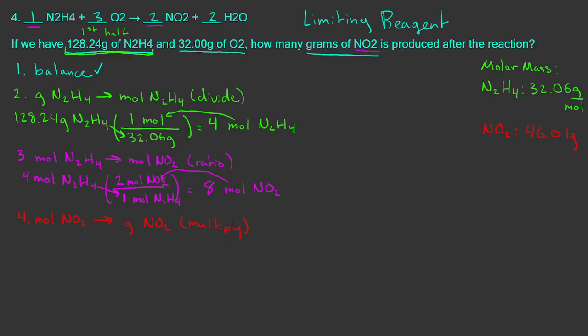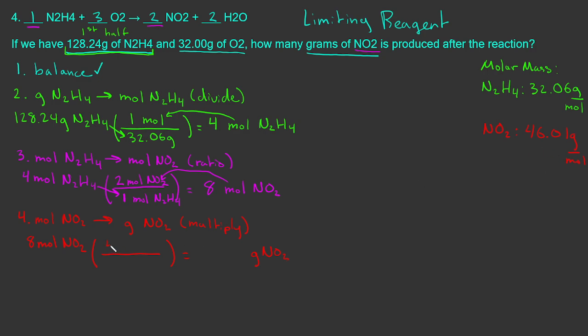And I got 46.1 once again as the gram value. And so this is correct. This is going to be grams per mole. And so what we have here is 8 moles of NO2. We then multiply by a ratio to get us to grams of NO2. And if we do this correctly, once again, we have to use a molar mass.